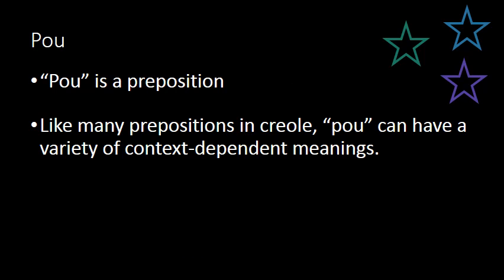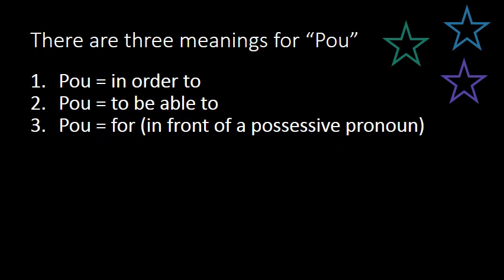Pu is a preposition. Like many prepositions in Creole, pu can have a variety of context-dependent meanings. There are three meanings for pu. First, pu can mean in order to. Second, pu could mean to be able to. And third, pu could mean for, in front of a possessive pronoun.